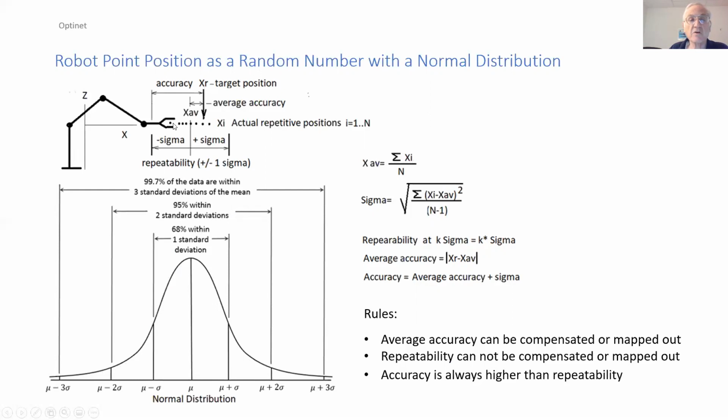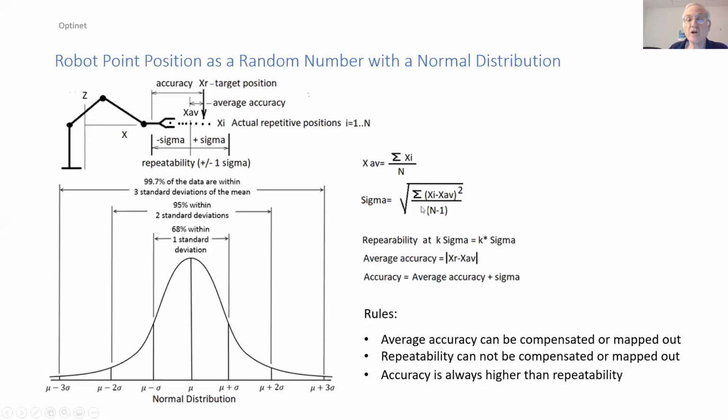We see here an example of a robot which is programmed to move to a certain target position, which is right here. And the points over here show where the position is actually happening. And then this position has an average. And then the definition of average accuracy is the difference between the average position and the target position. And then the distribution of all these points about the average position is determined over here by sigma.